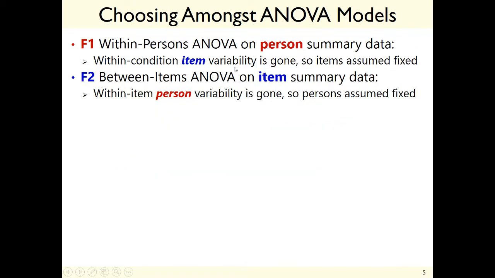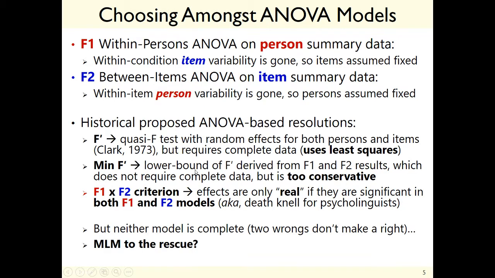So F1 ANOVA then is treating subjects as the random effect by getting rid of any within condition item variability. F2 treats items as the random effect by getting rid of any within item person variability. And as it turns out, two wrongs don't make a right.